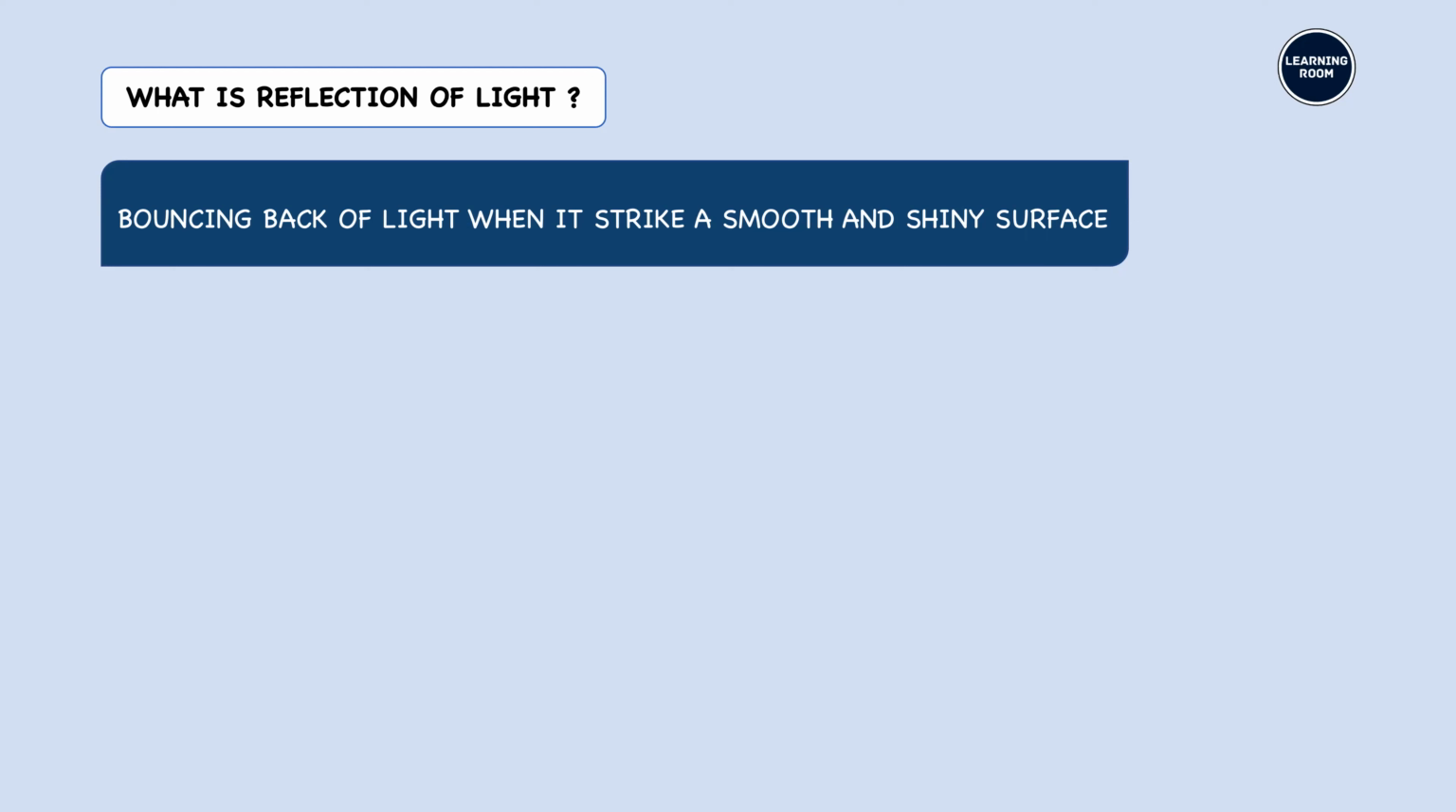Right. So any reason why we are speaking only about smooth and shiny surfaces? Because when light falls on irregular shapes, there will be a possibility of irregular reflection taking place, due to which you cannot apply the already known laws of reflection. Okay. So now we'll see what the laws of reflection are.